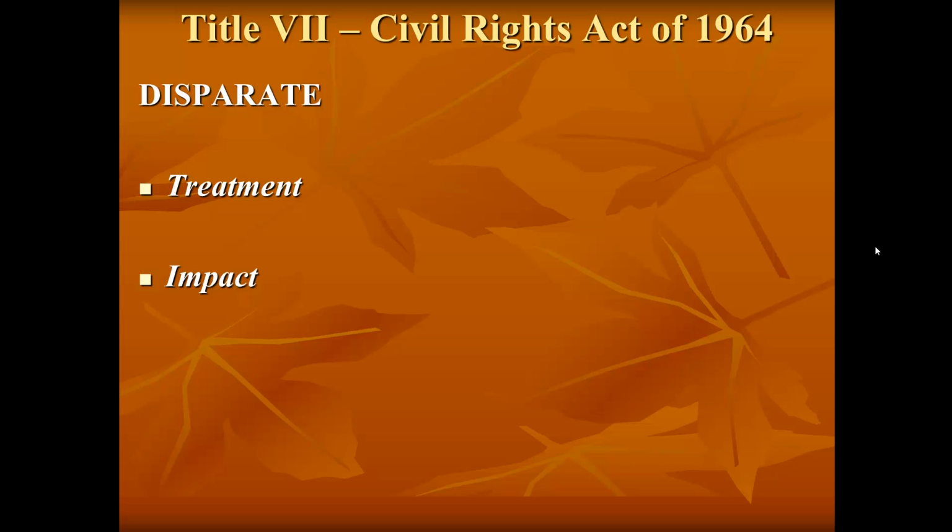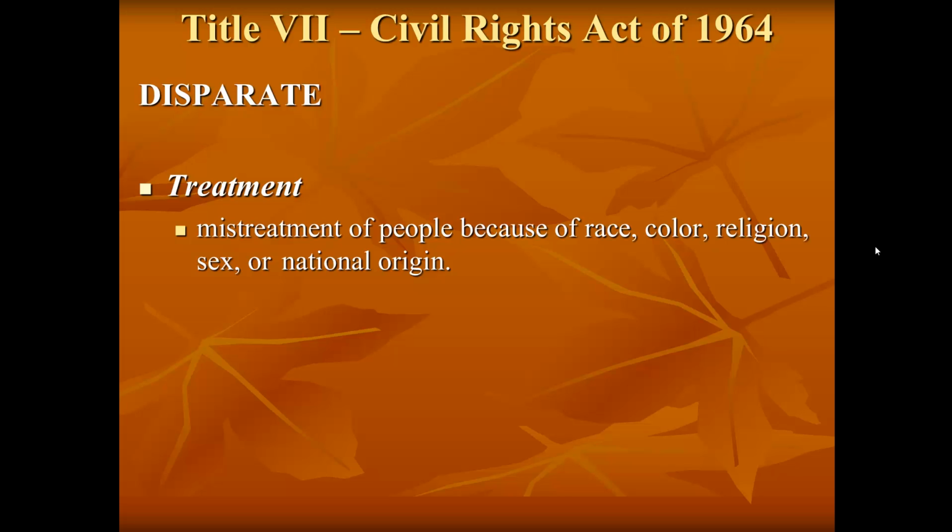What people have to show for a Title VII violation is disparate treatment or impact in regards to practices. Treatment's a little bit easier to explain and to show. This is simply the mistreatment of people because of their race, color, religion, sex, or national origin. And again, that's obviously easier to show. What's tougher to show, though, is the impact.